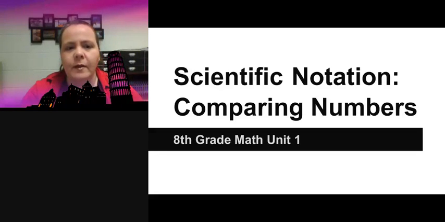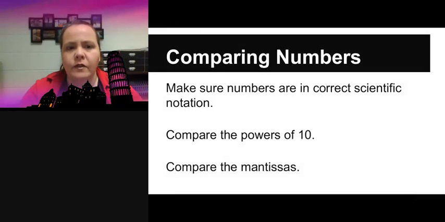Okay, today we're going to talk about scientific notation and comparing numbers in scientific notation. One of the things you want to do is make sure that the numbers are in correct scientific notation. The mantissa is between 1 and 10, and then you multiply times a power of 10. Then you want to compare your powers of 10. A larger power of 10 indicates a larger number, and if the powers of 10 happen to be equal, then you move on to comparing the mantissas.